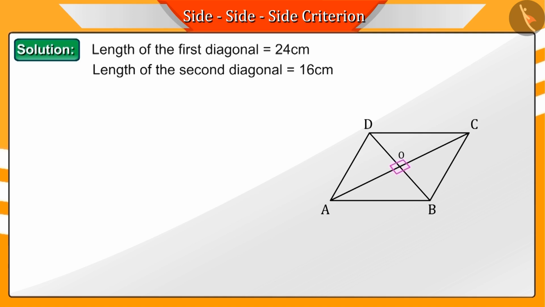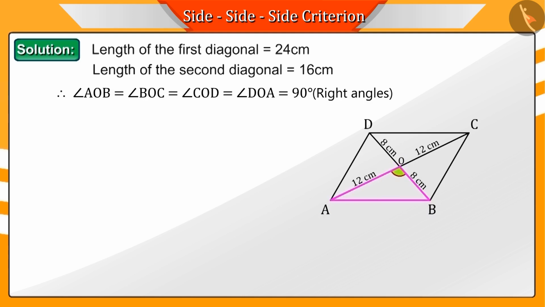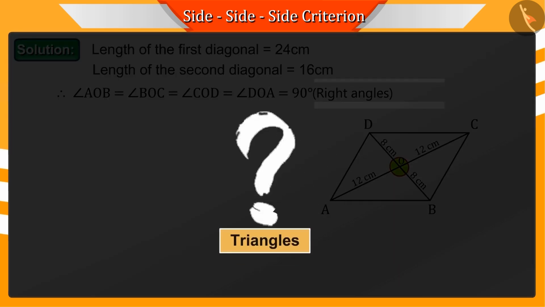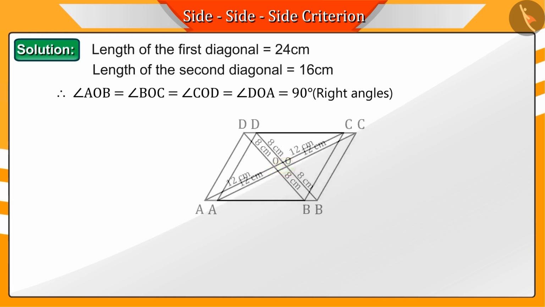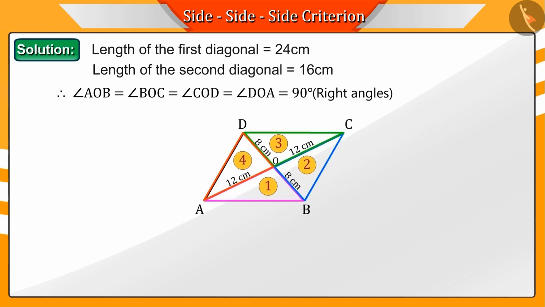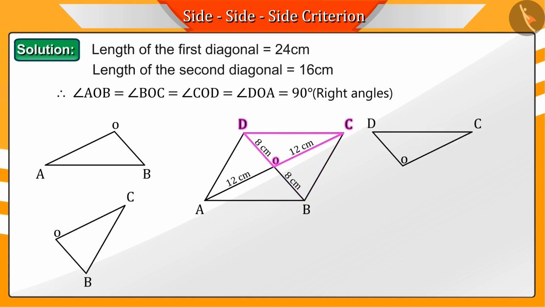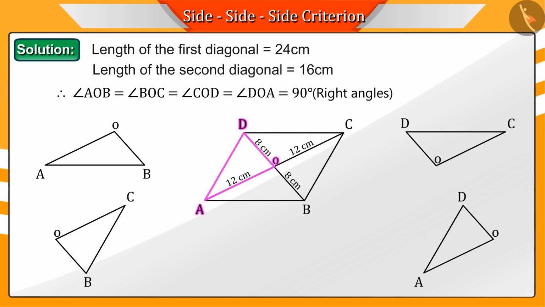We know that the diagonals of a rhombus divide each other into equal parts perpendicularly. That is why angles AOB, BOC, COD and DOA are right angles. That is, they will be of 90 degrees. In this rhombus, which all triangles can you see? Correct. Here, we can see 4 triangles, namely triangles AOB, BOC, COD and triangle DOA.